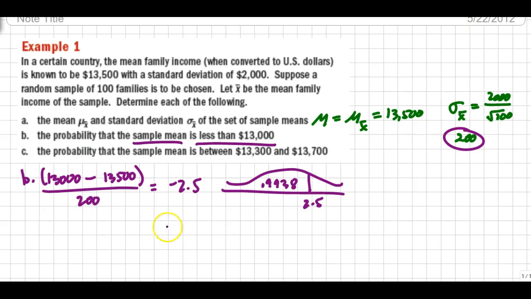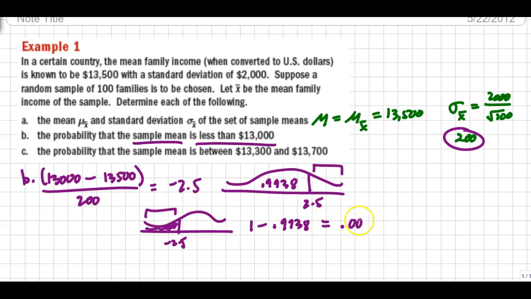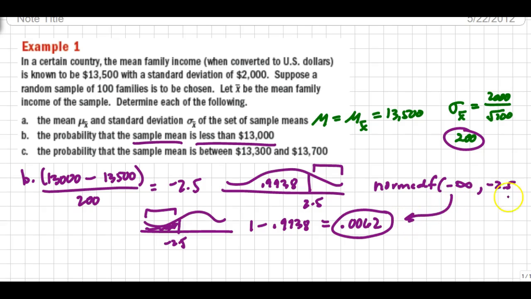So let's draw actually what we're trying to find. We're trying to find from negative 2.5 and left. So know that this tail is the same size as the tail here. So if we do 1 minus 0.9938, that'll be the size of the tail, the numbers less than negative 2.5. And so when you do that, you get about 0.0062. If you had your graphing calculator available and you wanted to do it that way, you would just type in normal CDF. The lower bound would be negative infinity, the upper bound would be the z-score that you got. You'd still use 0 for the mean and 1 for the standard deviation, and you'd end up with the same answer here.